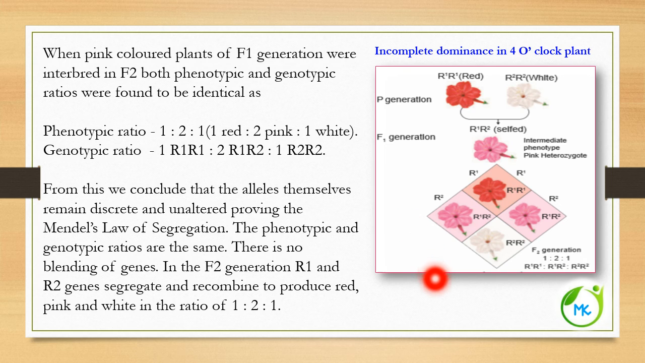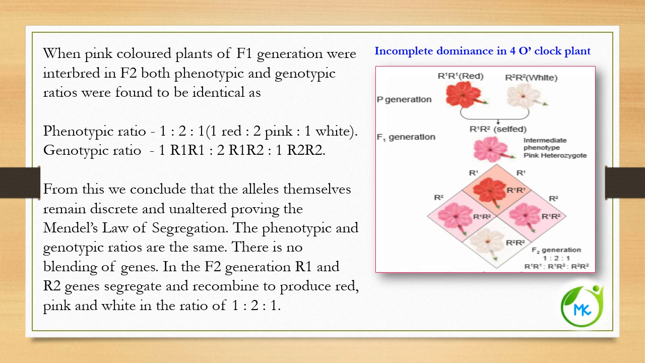ratios are identical. So in F2 usually you find the phenotypic and genotypic ratios are different. For example, when you take Mendel's monohybrid cross, the phenotypic ratio is 3 tall plants to 1 dwarf plant, whereas the genotypic ratio is 1:2:1. So both are different. 3:1 is different from 1:2:1.